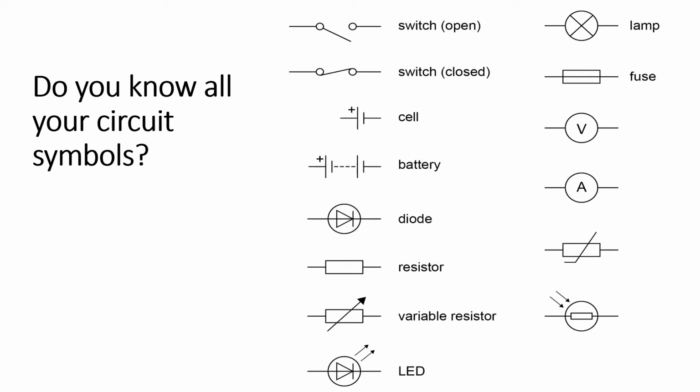Some fairly obvious ones now. This is a voltmeter. Then there is an ammeter. The second to last one is a thermistor. And the last one is a light dependent resistor, or LDR.